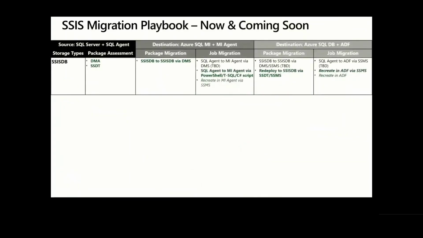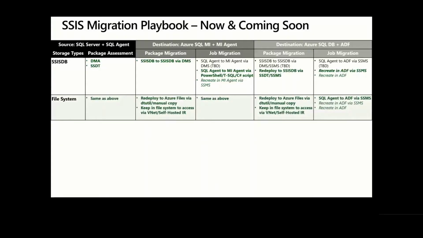Let's go through the complete SSIS migration playbook, which is a 4x5 matrix of recommended actions and tools to assess and migrate existing SSIS packages, as well as to migrate existing SSIS jobs based on the storage types for packages and Azure destinations for SQL migration. For example, if the storage type is SSISDB and Azure destination is SQL MI with MI agent as orchestration tool, you can use DMS to migrate existing SSIS packages from SSISDB hosted by SQL Server to SSISDB hosted by SQL MI.